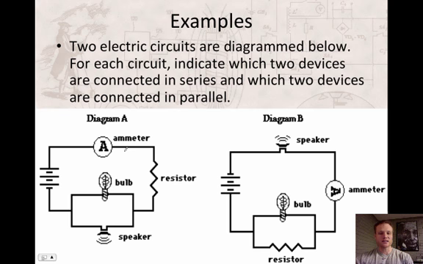I have two electric circuits diagrammed below. Okay, I have diagram A and diagram B. For each circuit, indicate which two devices are connected in series and which two devices are connected in parallel. All right, so let's take a look at diagram A first.